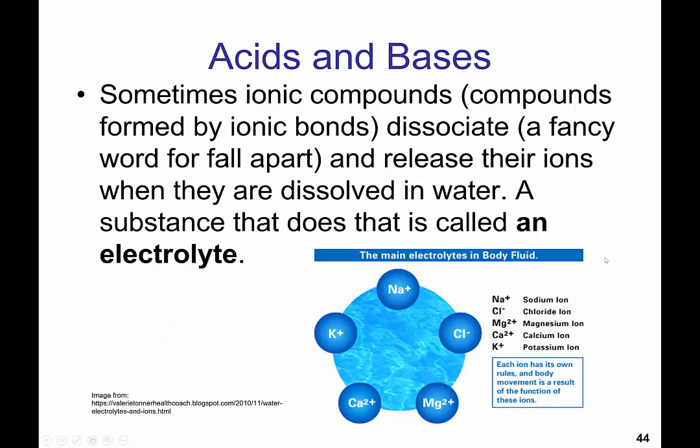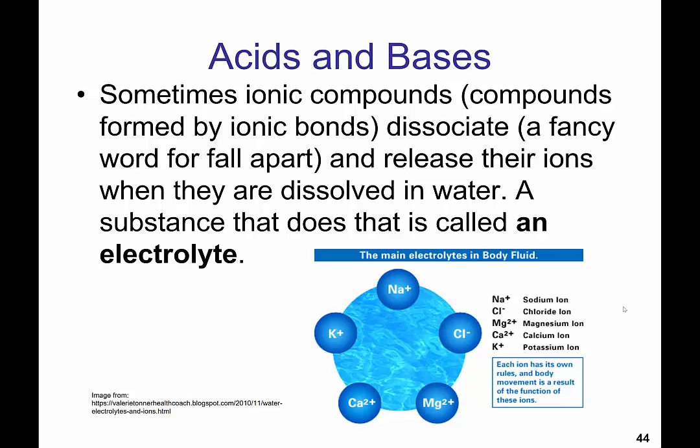Sometimes ionic compounds, those that are formed by ionic bonds, dissociate. That's just a fancy word for fall apart, and release their ions when they are dissolved in water. A substance that does that is called an electrolyte. So for example, sodium chloride, table salt that we saw, is a good example of an ionic bond. Whenever you dissolve salt in water, you get a sodium ion and a chloride ion, right? So other common electrolytes found within body fluid include the magnesium ion, calcium ion, and potassium ion.